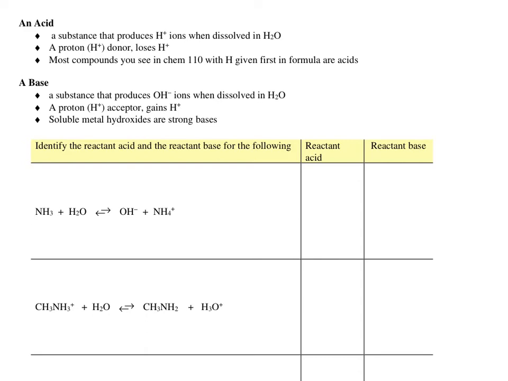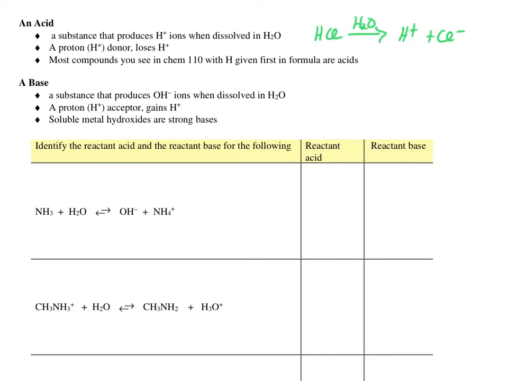Acid-base reactions are a very important class of chemical reactions. Let's discuss how we can recognize an acid and a base. An acid is a substance that produces H+ ions when dissolved in water. For example, when hydrogen chloride is dissolved in water, it releases H+ ions and chloride ions. So this substance, when dissolved in water, produces H+ ions.